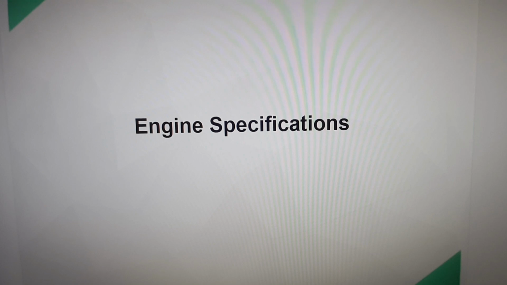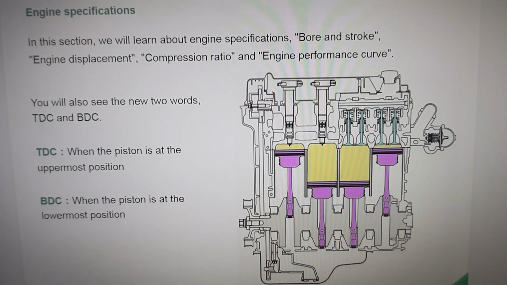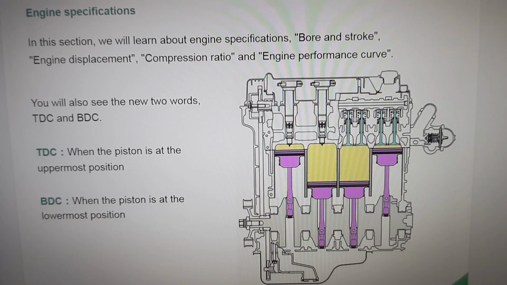In this section, we will learn about engine specifications and relevant aspects. We will learn about engine specifications, bore and stroke, engine displacement, compression ratio, engine performance curve, and other professional knowledge. You will also see two new words, TDC and BDC. TDC, when the piston is at the uppermost position of the cylinder. BDC, when the piston is at the lowermost position of the cylinder.